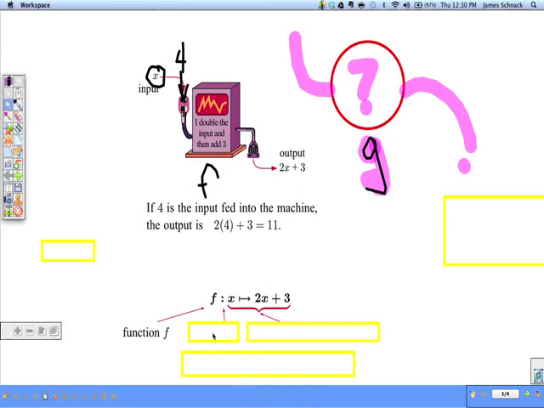Now here's the rest of the notation. The colon, such that. Function F, such that. What do you think this means? X turns into, or X is converted into, or X is mapped onto 2x plus 3. Just telling us the input.